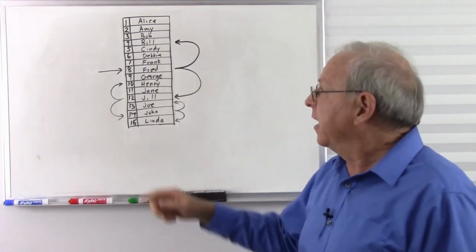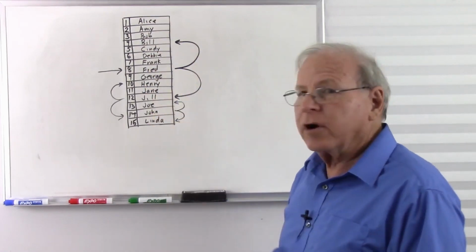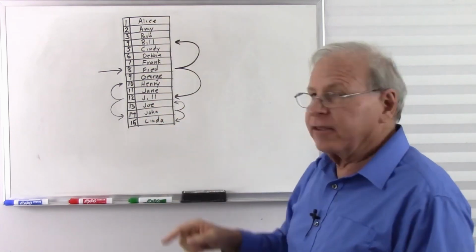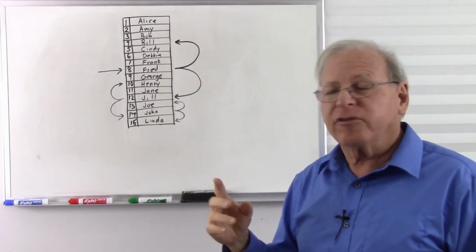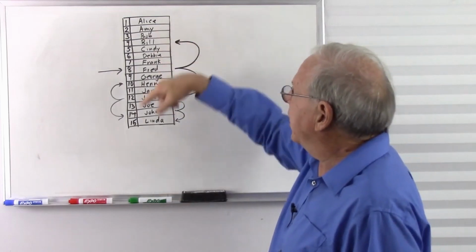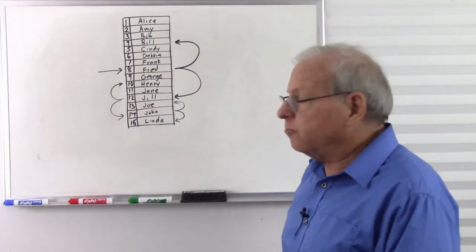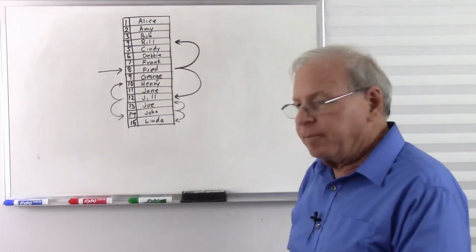How many steps did it take? 1, 2, 3, 4. So instead of a maximum of 15 steps to find the 15th piece of data in this table, it takes a maximum of 4 steps to find any particular piece of data. If we drew all of the arrows, we would see that no matter what piece of data it was, it would take a maximum of 4 steps to find it in a table of 15 pieces of data.